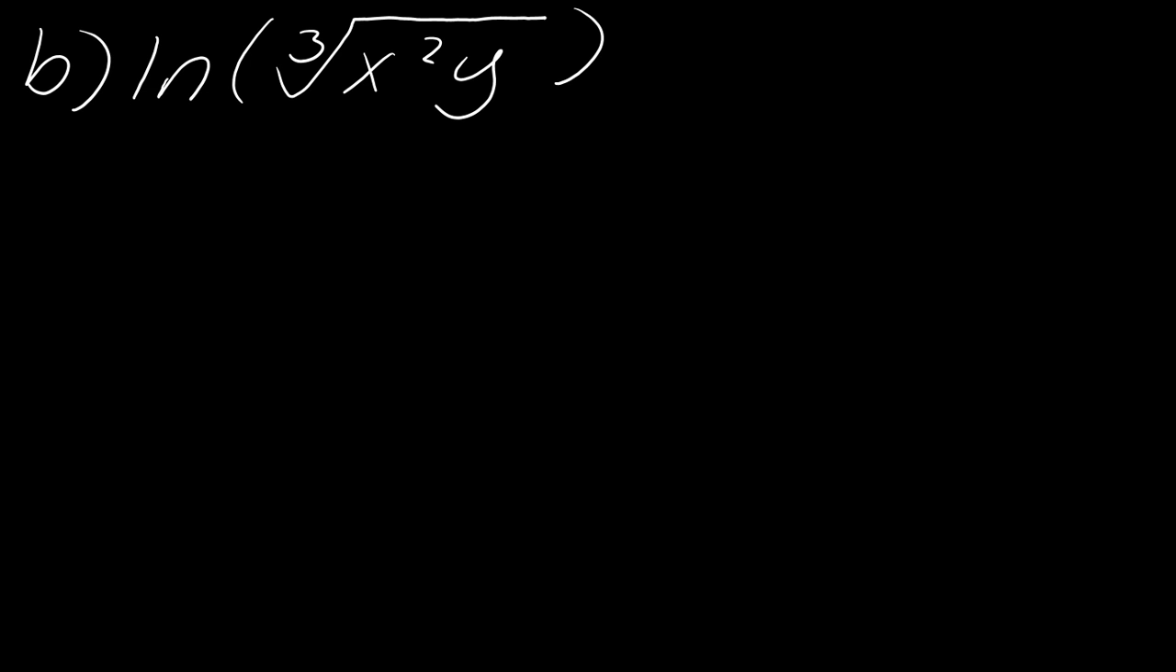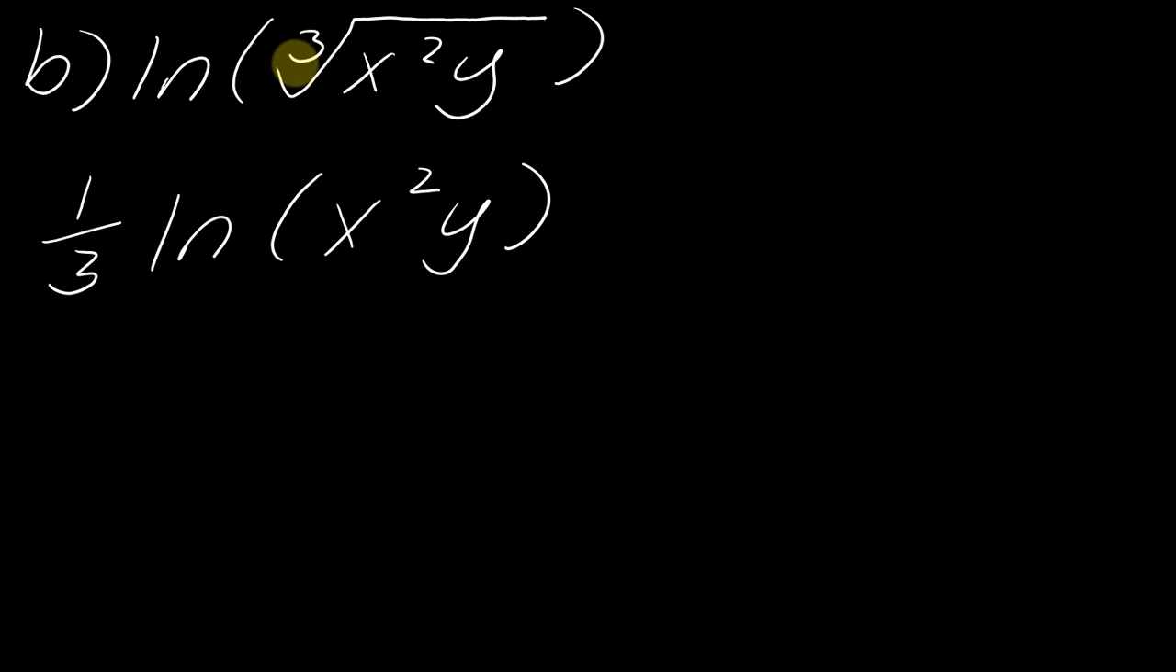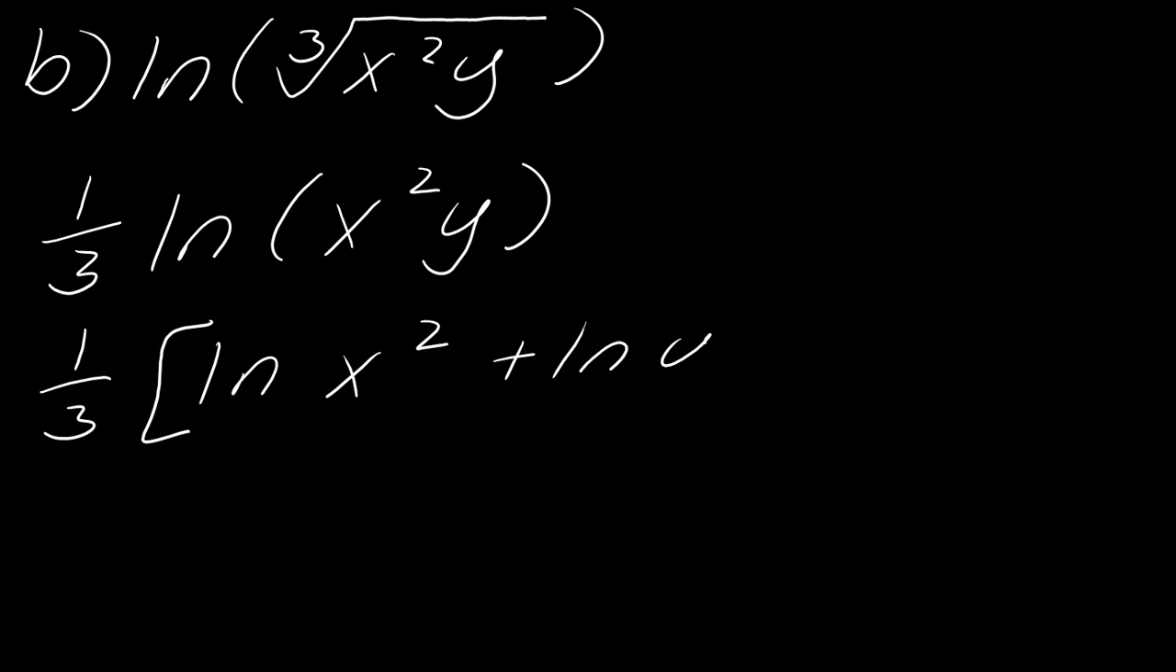Okay, so I think this is a little tricky just because we've got the 1/3 or the cube root. So I can rewrite the cube root as 1/3 natural log of x squared y. So I just took this cube root over everything. Here's what you have to be careful about. This cube root applies to both of these. So if I want to break this logarithm up a little bit more, I need to put a bracket around this. So I can break this up as the natural log of x squared plus the natural log of y.